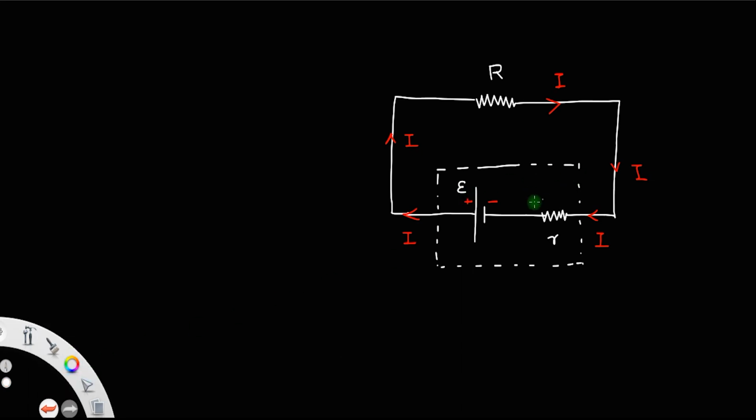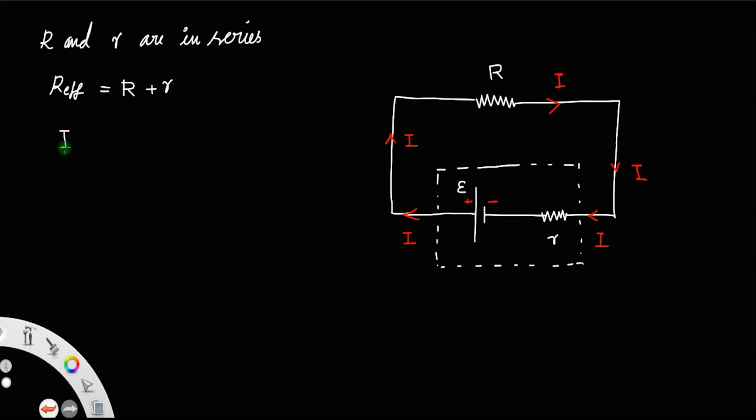And from the diagram itself, it is clear that the current flowing through the external resistance R and the internal resistance r remains the same. So this external resistance R and the internal resistance r are in series combination. So the effective resistance R effective, for the series connection, will be the sum of the resistors, R plus r.